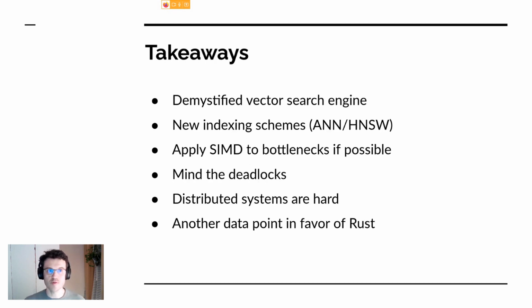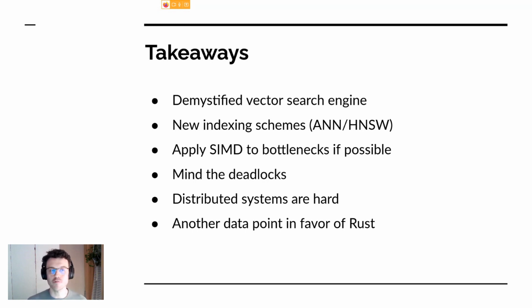All right, time to wrap it up here. A couple of takeaways. I hope I was able to demystify vector search engines for you, that you know now when to reach for it, what kind of use cases it supports. We went through a couple of new indexing schemes to support approximate nearest neighbor and the specific implementation of HNSW. Also, now you know you can apply SIMD to your bottlenecks. If it's possible, you should do it.